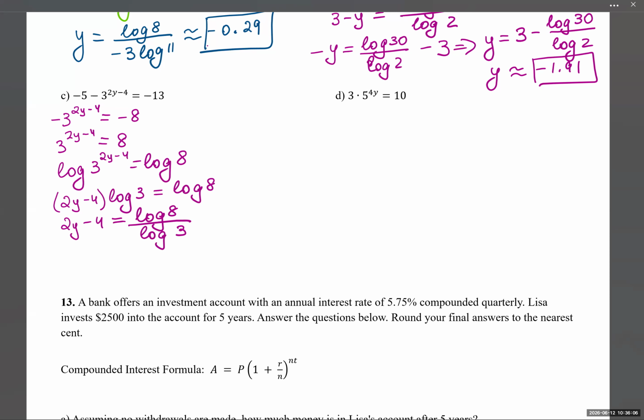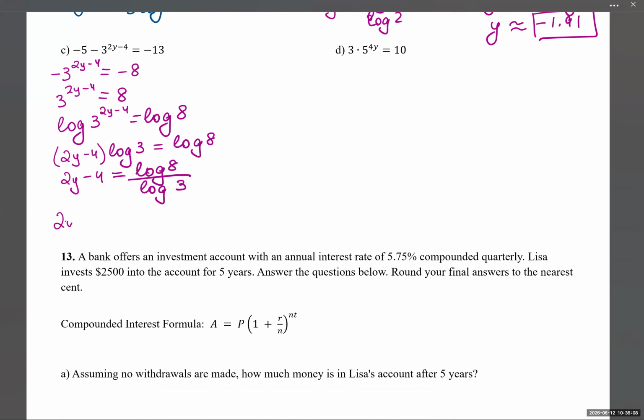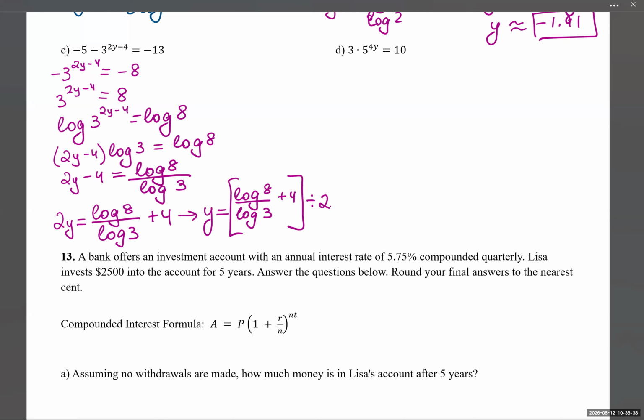Now, we're going to have to add 4 to both sides, so 2y equals log of 8 over log of 3 plus 4. And then the last thing we're going to do is divide by 2. So the whole thing on the right will be divided by 2. So y would be log of 8 divided by log of 3 plus 4, and then the whole thing is divided by 2. Now the approximation, 2.95.